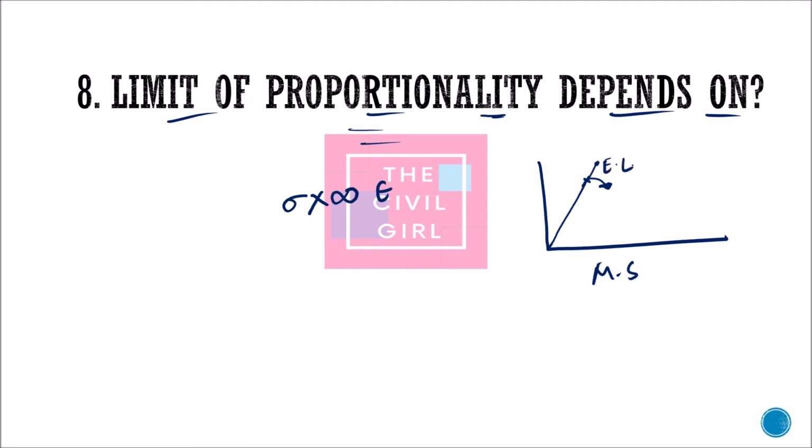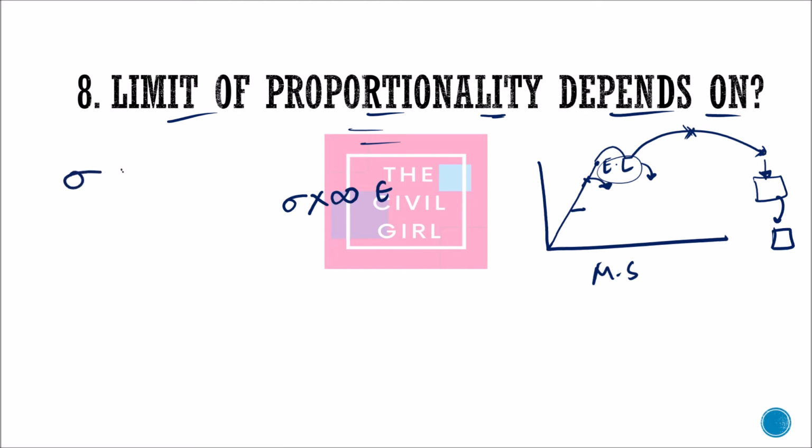And then comes the elastic limit. We have seen in the previous video, the elastic limit: if the load on the material is removed, it will come back to its original shape. That is called the elastic limit. And then we'll have our upper yield point, lower yield point, the lag, and the ultimate stress and failure.